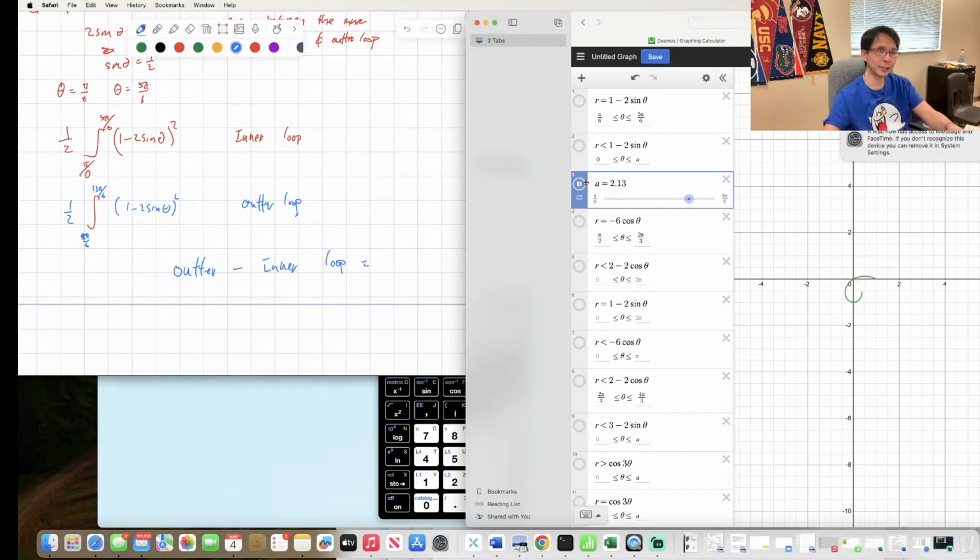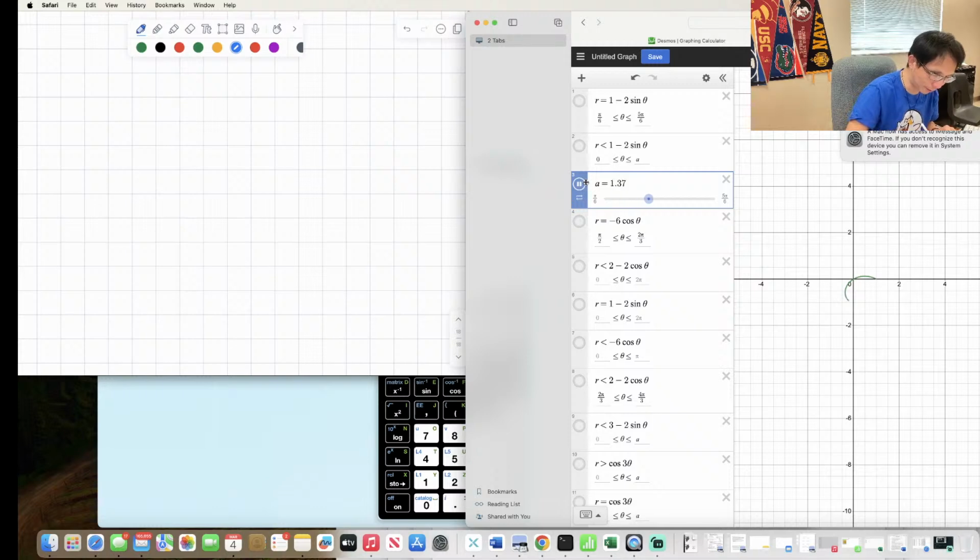Okay, so today your objective is this. Your objective is to find out r equals -6 cosine theta. So that is the first.